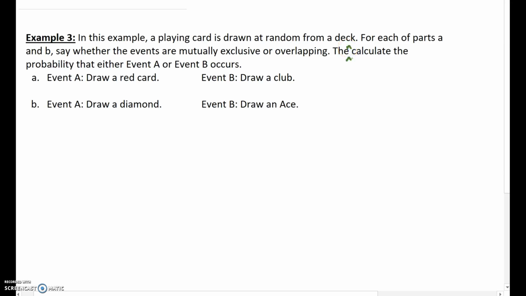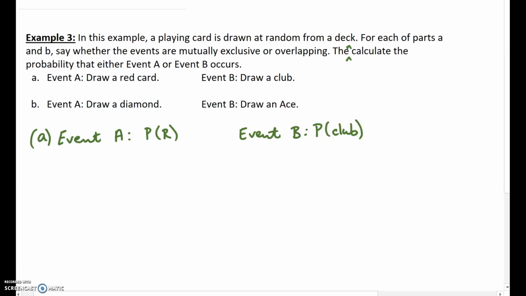So, part A. Event A is drawing a red card, and event B is drawing a club. Event A is a red card, and event B is the probability of a club.